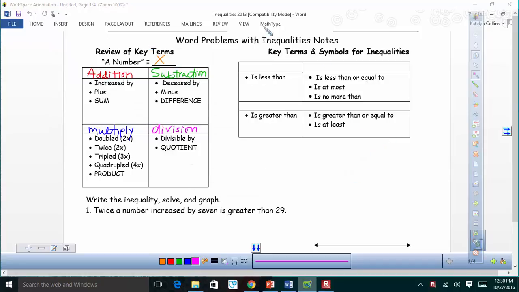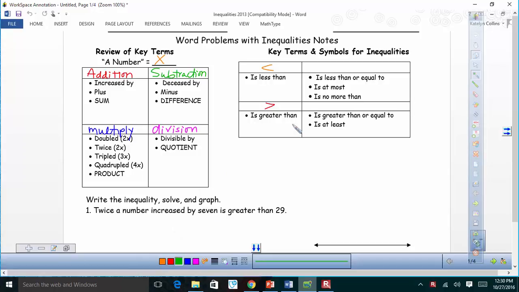Okay, so the key terms and symbols for inequalities that we need to go over. What does is less than look like? The sign less than is the one that's pointing this way. The arrow is pointing to the left. So is less than looks like this. Greater than means it's pointing to the right.